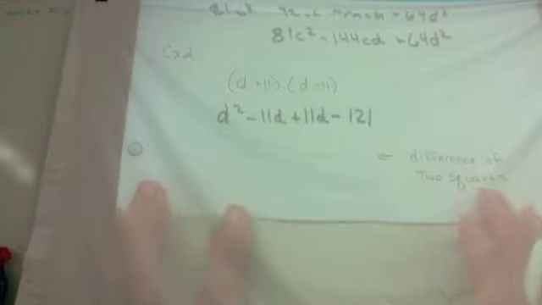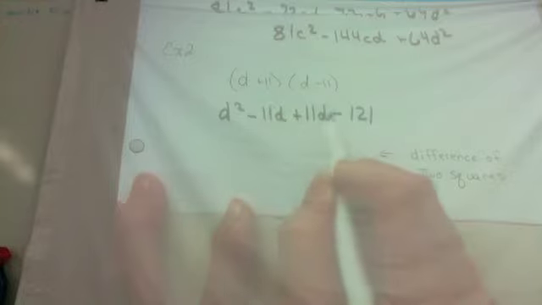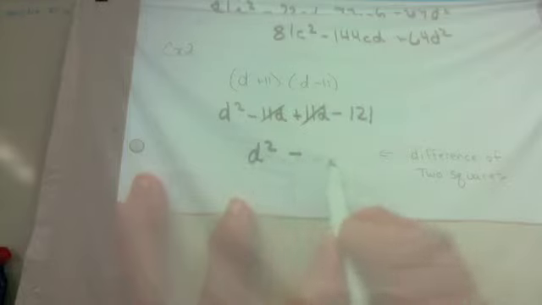Now, as usual, my inner terms are like terms, and when I combine them, look what happens to them. A negative 11d plus an 11d, they cancel each other out. So I'm left with d squared minus 121.